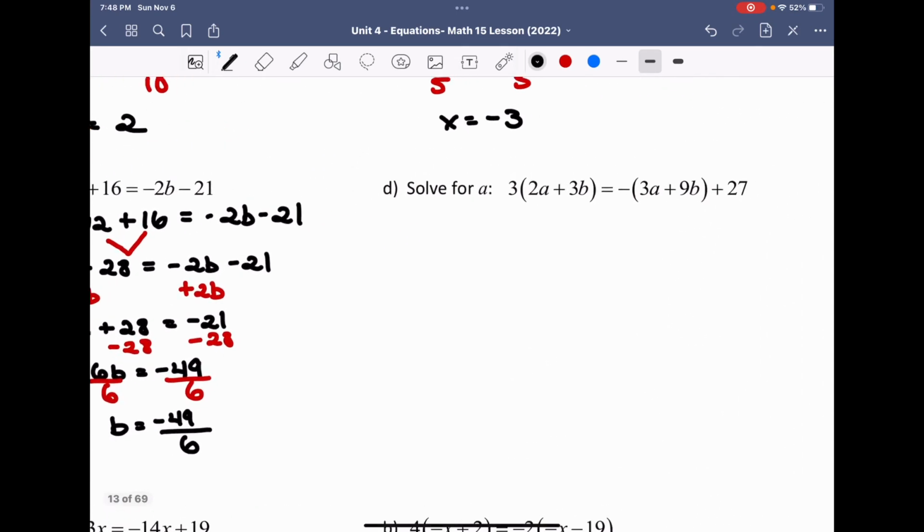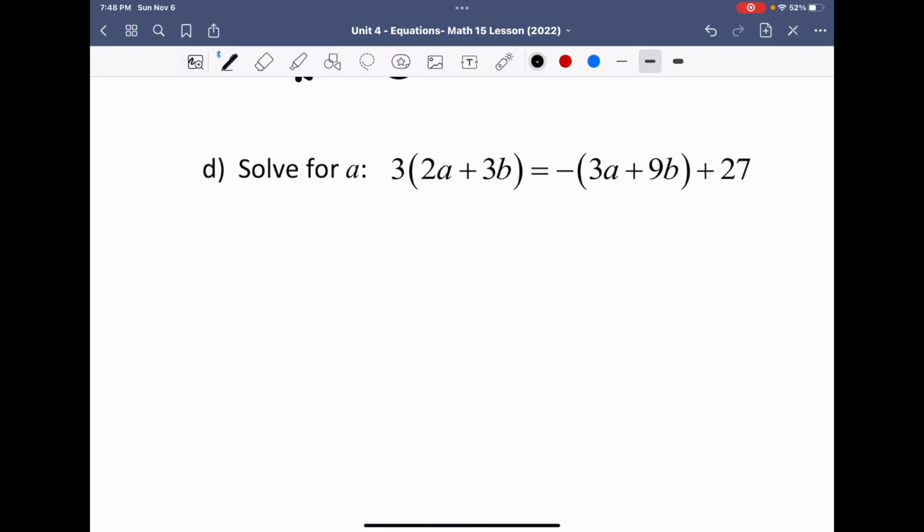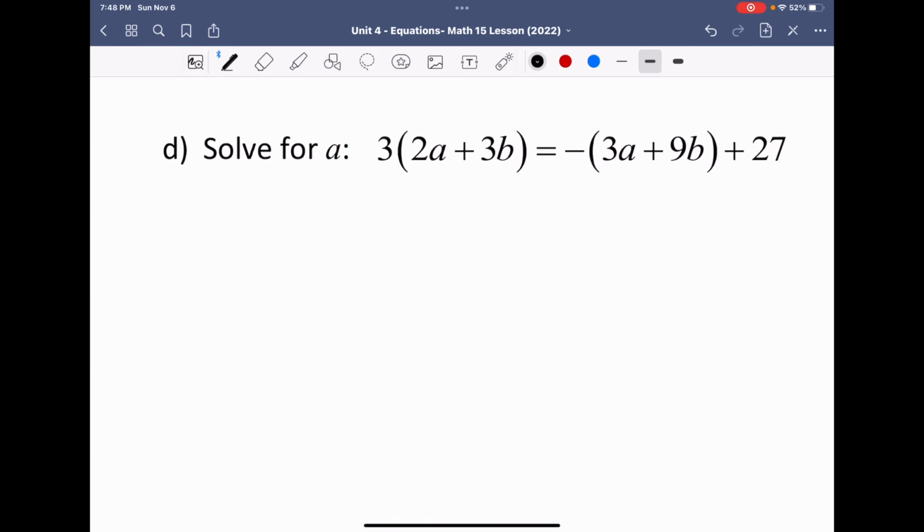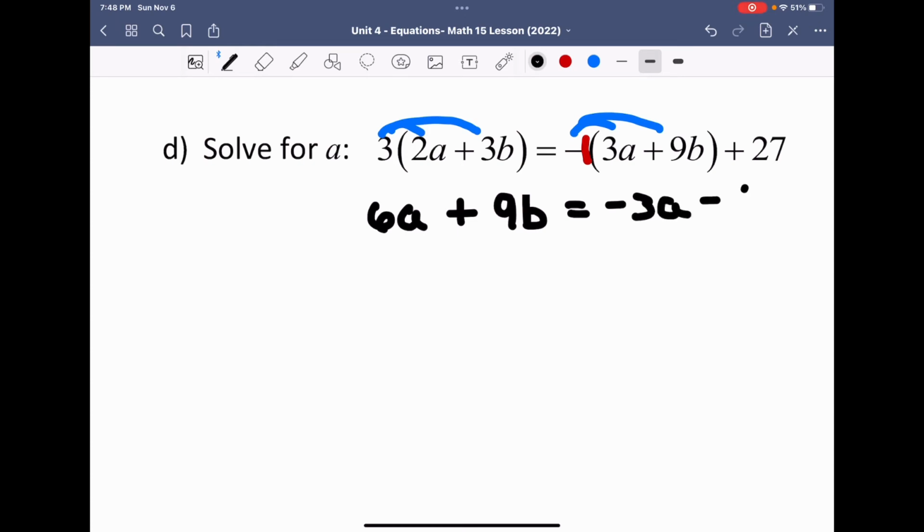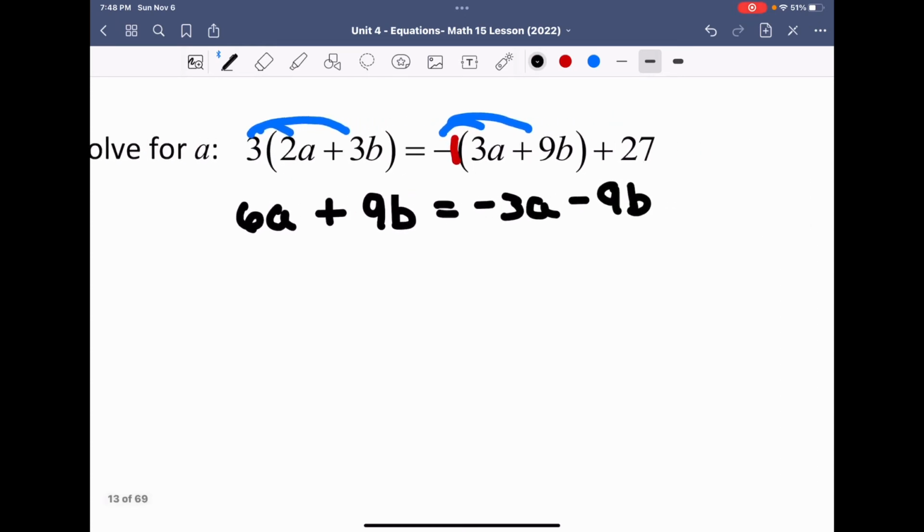Okay, solve for a in our next example. We have a double expand brackets, or a double expansion. My coefficient on the right-hand side is actually a -1, meaning both signs are going to flip on the interior here. So if I expand this, I'm going to go 3 times 2a, 3 times 3b. This is equal to 6a plus 9b is equal to, I distribute this negative into the brackets, giving me -3a minus 9b plus 27.